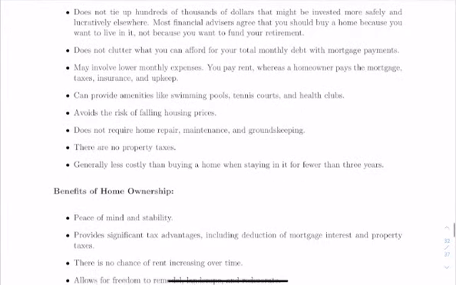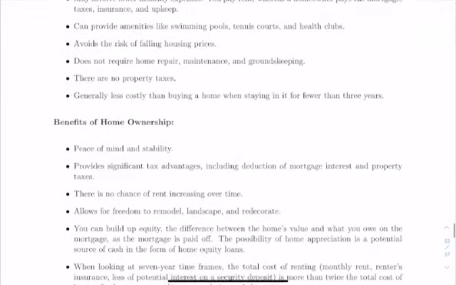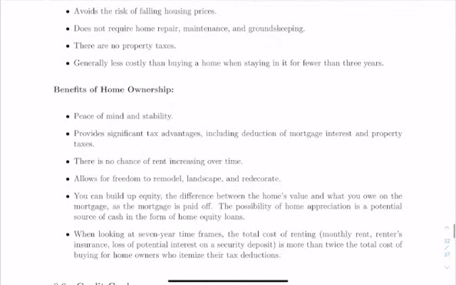It does not clutter what you can afford for your total monthly debt with mortgage payments. It may involve lower monthly expenses. You pay rent, whereas a homeowner pays the mortgage, taxes, insurance, and upkeep. It can provide amenities like swimming pools, tennis courts, and health clubs. You avoid the risk of falling housing prices. It does not require any home repair, maintenance, and groundskeeping, there are no property taxes, and it generally is less costly than buying a home when staying in it for fewer than 3 years.